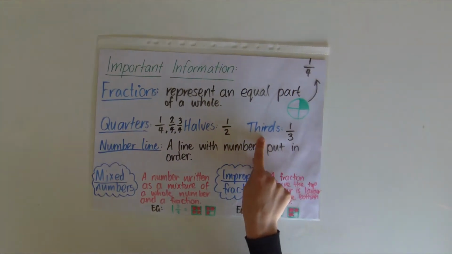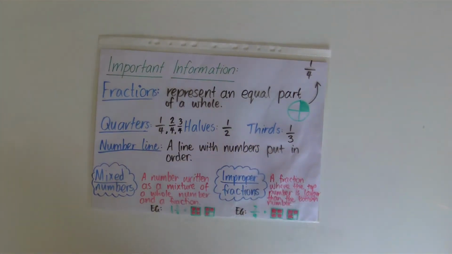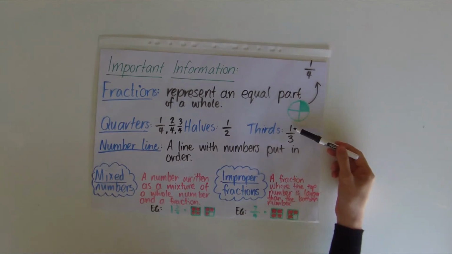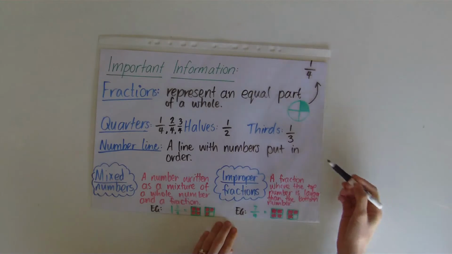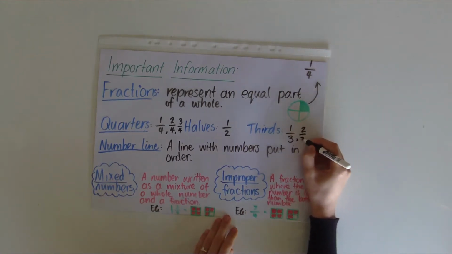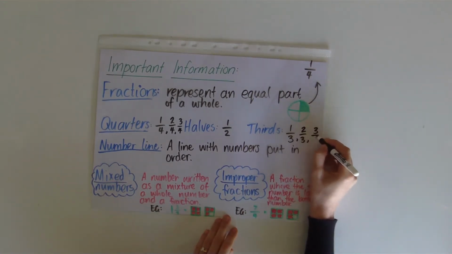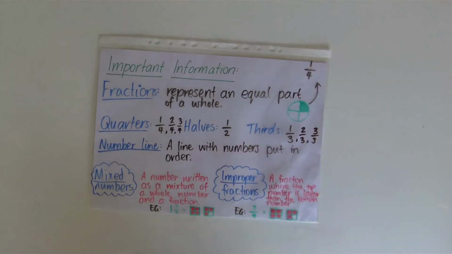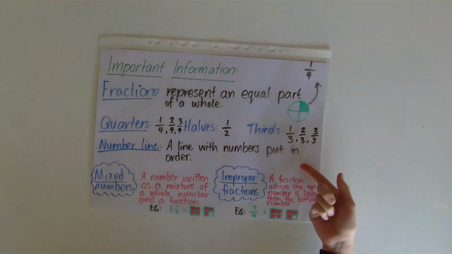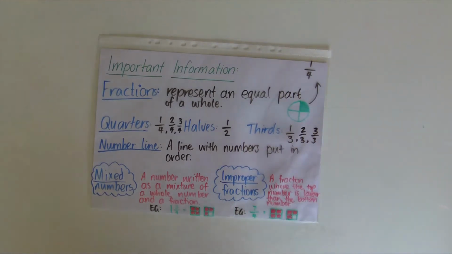And then we're looking at thirds, represented by a digit over the 3. So 1/3, 2/3, and then we have 3/3, and you can continue on getting into mixed numbers where you've got 1 and 1/3, etc. And a number line is a line with numbers put in order. They can also have fractions on number lines as well, which is what we're going to go through today.